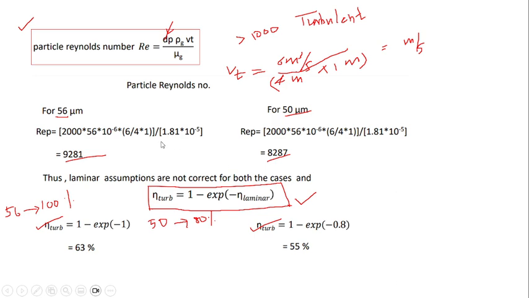If it is not laminar condition, if the Re is exceeding 1000, then if it is in turbulent condition, you have to convert the laminar efficiency to turbulent efficiency by using this formula. Turbulent efficiency is equal to 1 minus exponential of minus laminar efficiency.